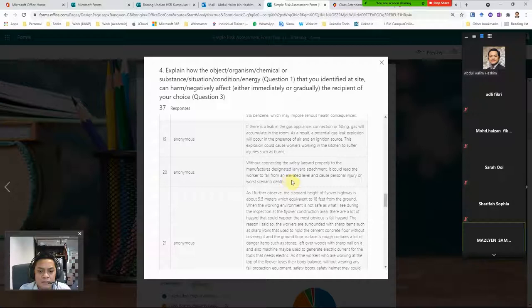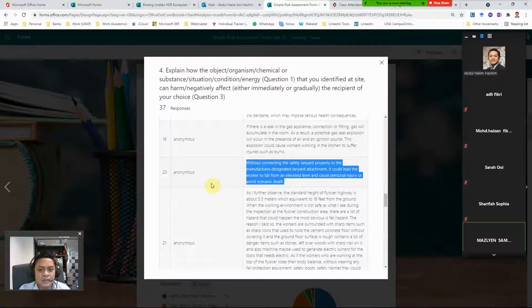This is also another example that is not so good an answer. Without connecting the safety lanyard properly to the manufacturer designated lanyard attachment, it could lead to the worker falling. It doesn't explain how the worker falls. How can he fall? What does he do to put him in a situation where he can fall? It's not what they don't wear. Yeah. It's not what they don't do. It's what they do that could lead to the situation, the hazard.